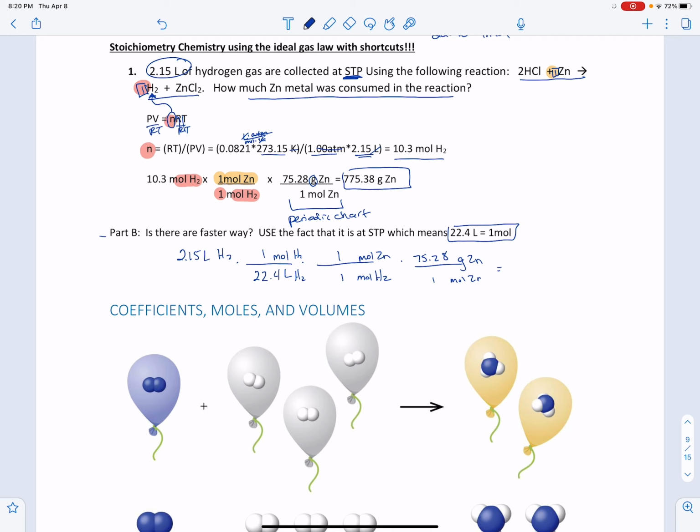So that's the first trick. This is called the STP trick, if you want. That's just my name for it. This is STP, though. STP and reactions. All right, now we're going to solve another problem two ways, the long way and the short way.